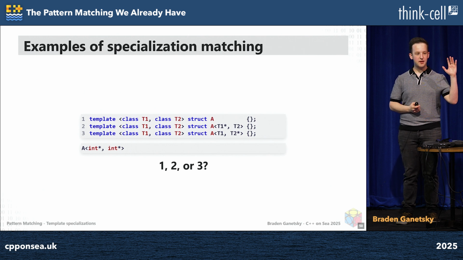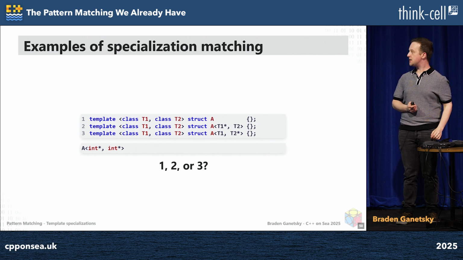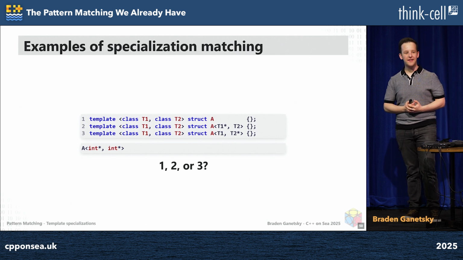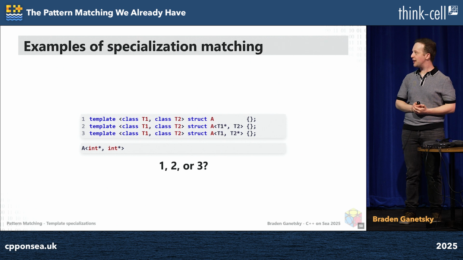OK, what about int star, comma, int star? Is it 1? Hands up. Is it 2? Hands up. Or is it 3? Hands up. I didn't see that many hands. Why might that be? Because it's ill-formed, yeah. It's a secret fourth thing. It is ill-formed. So this doesn't work.